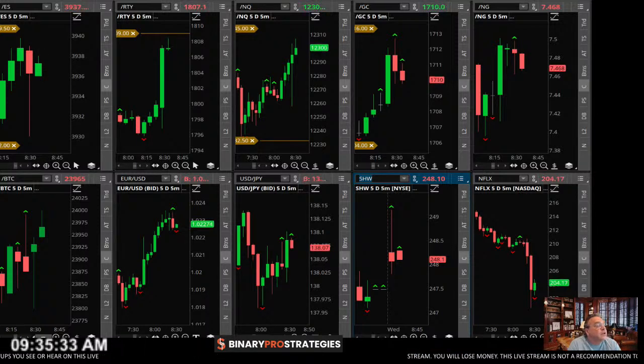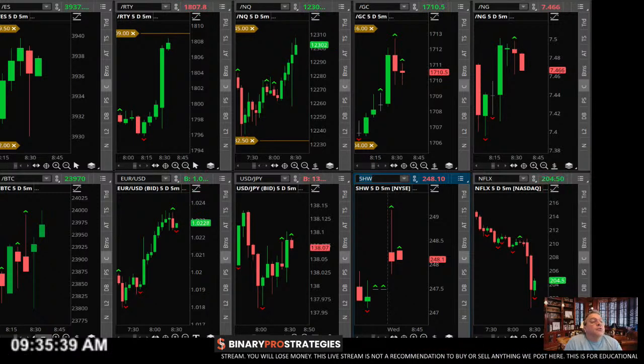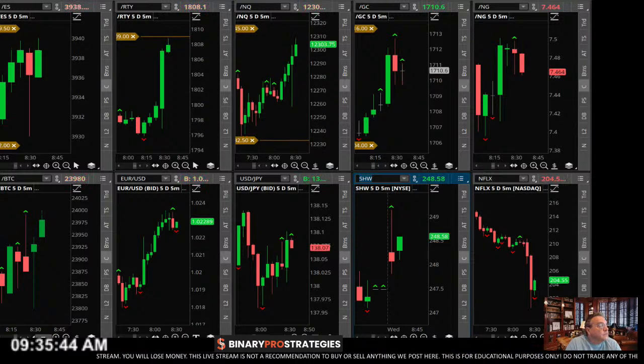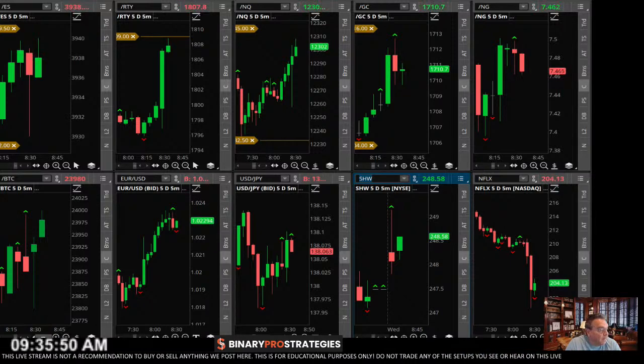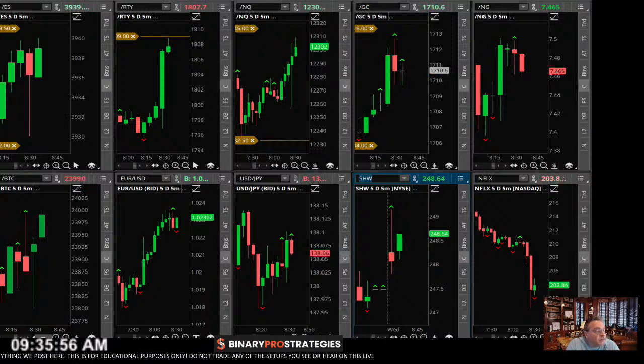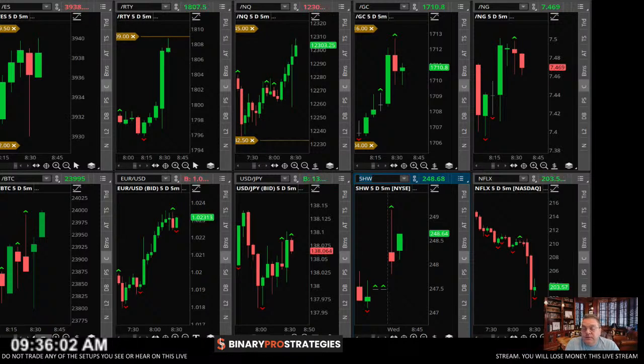Okay, still short E-mini S&P, long mini Russell. Short still on the mini NASDAQ. Gold is buying, trying to hit a target of 1716. I don't have anything on the currencies. Currencies, I'm using one of the 5 patterns that we use in our core package. I don't see any setups yet on any of the currencies.